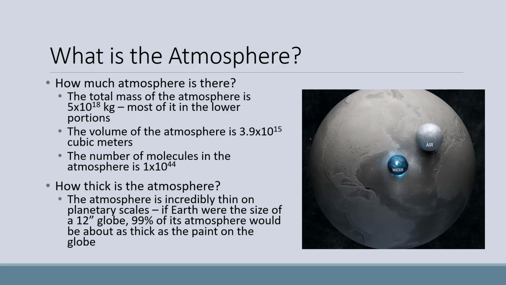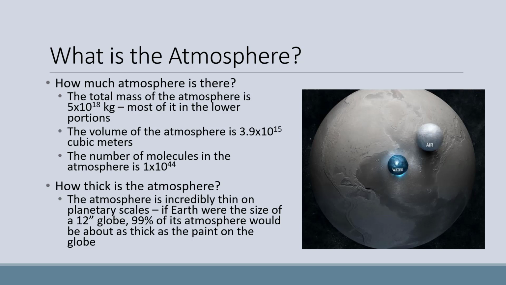I think it is important to put into context how much atmosphere there is on Earth. The total mass of the atmosphere is 5 times 10 to the 18th, or 5 quintillion kilograms, most of it in the lower portions. Now the volume of the atmosphere is 3.9 times 10 to the 15th cubic meters, and the number of molecules in the atmosphere is 1 times 10 to the 44.